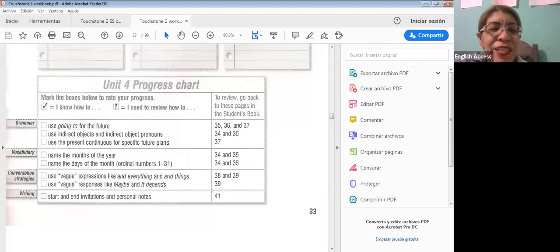Conversation strategies. Use vague expressions like and everything and things. Remember, we're going to use these expressions in order to avoid giving a big list of options or things. For example, I like Mexican food. I like to eat tostadas, enchiladas, and things like that.